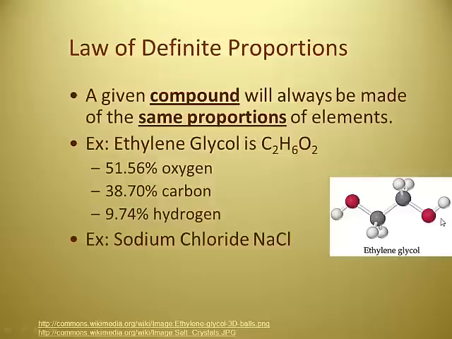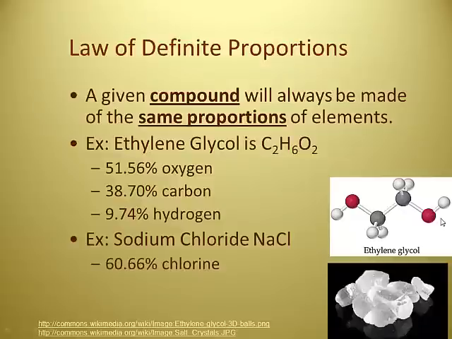Okay. Sodium chloride is NaCl. It's 60.66% chlorine and 39.44% sodium. And it's always that, no matter how much sample you have. If you have 1 gram or 2 grams or 3,000 grams, 60% of the sample will be chlorine, 39% will be sodium. That is the law of definite proportions. And I definitely get that. Good. It's proportional.